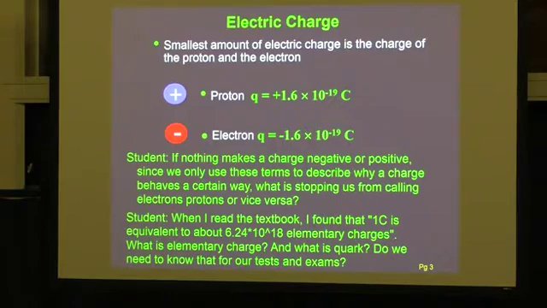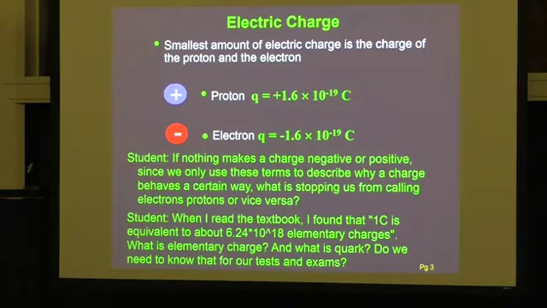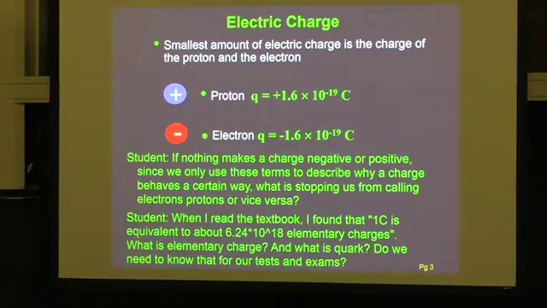And then here, this is a really interesting question. If nothing makes a charge negative or positive, since we only use these terms to describe why a charge behaves a certain way, what is stopping us from calling electrons protons or vice versa? This is actually a pretty deep question, right? And there really isn't anything stopping us. It's just convention. We'll find out in a few weeks that the way we picked it is kind of a pain, because the thing that's mostly moving is electrons, and electrons are negative. When they first were understanding charge, they didn't really know what was happening, and they just made it up, okay? In some ways, it would actually make our homework sets a lot easier if we switched these. But of course, due to history, we don't. That's a really great question. Nothing is stopping us. I think you can blame Ben Franklin if you want to. He's the one that did some of the first pioneering things with charge.